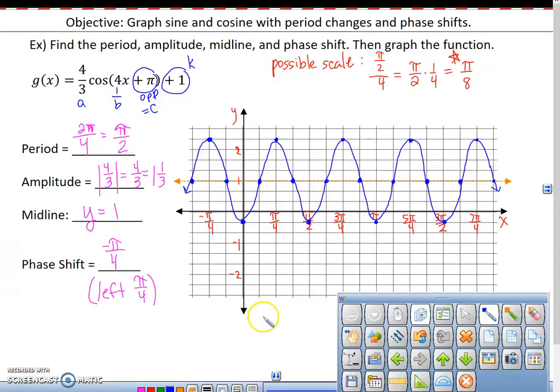All right, so that is the last example we have for graphing sine and cosine with period changes and phase shift. We should be hopefully ready for the assignment.